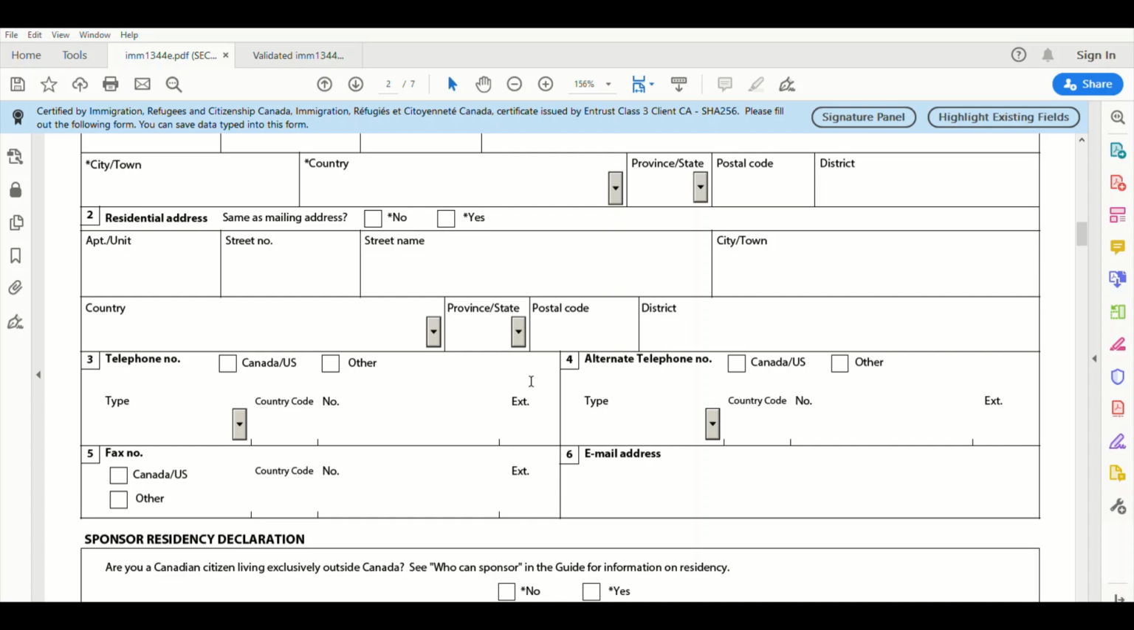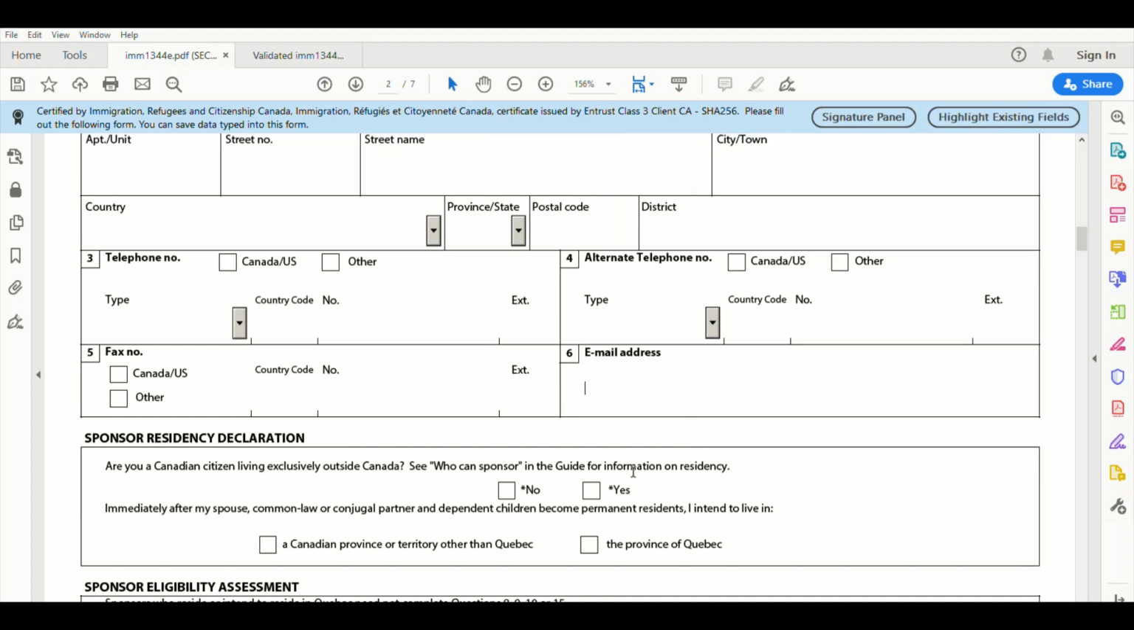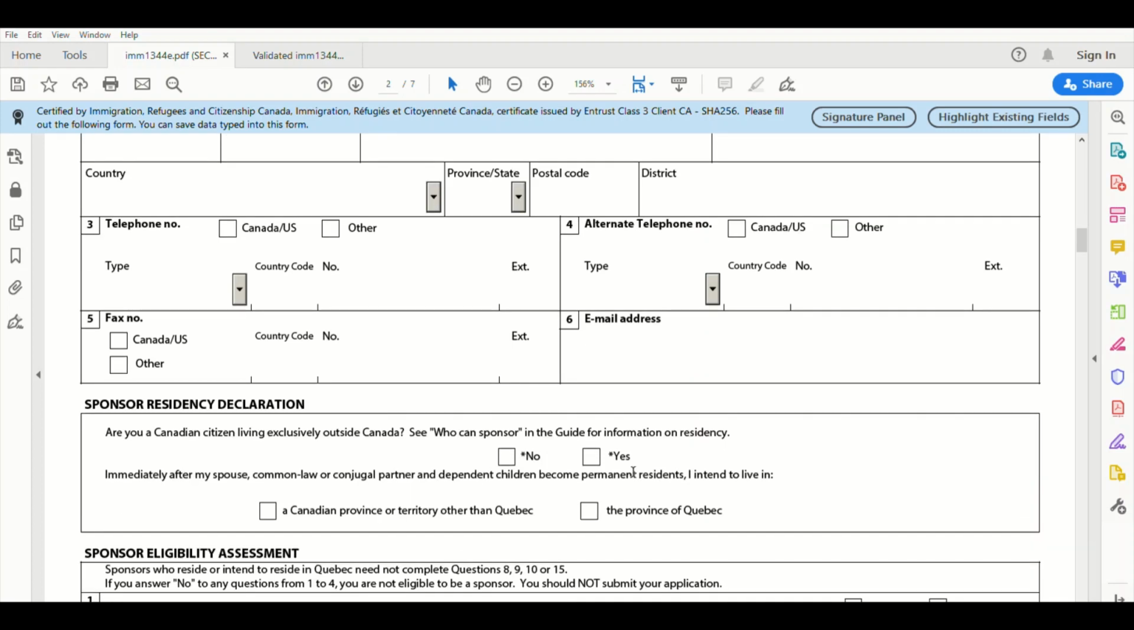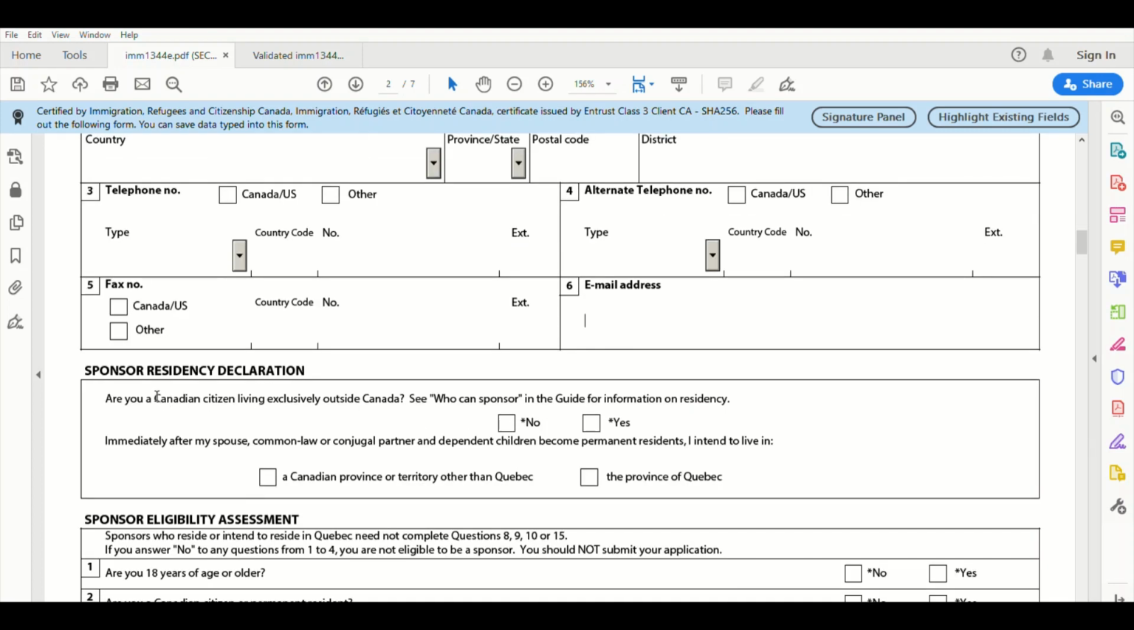For the students, keep in mind that the rep has to put the email address here and at the IMM 546 user representative. The sponsor residency declaration: only Canadian citizens living outside Canada are allowed to sponsor.